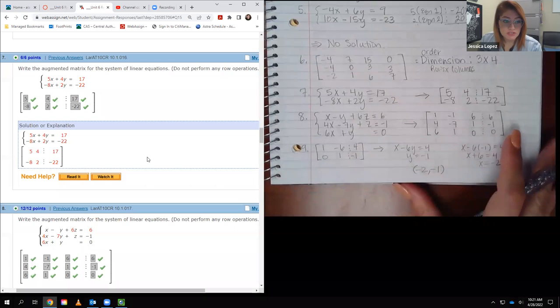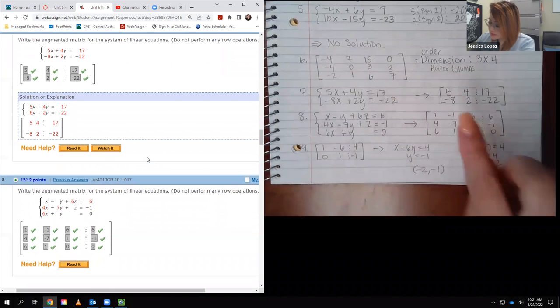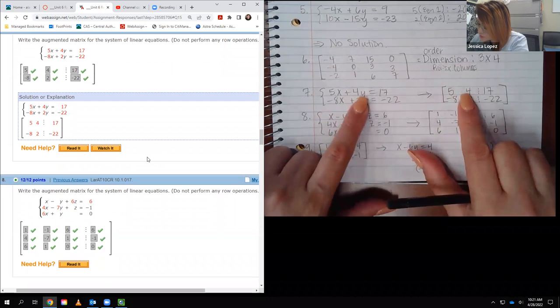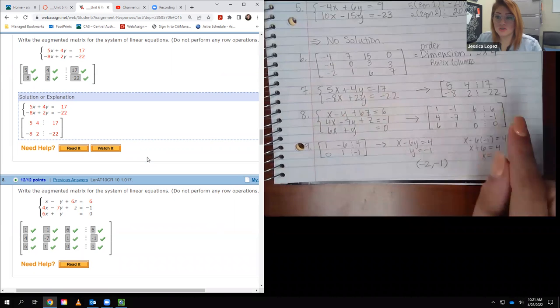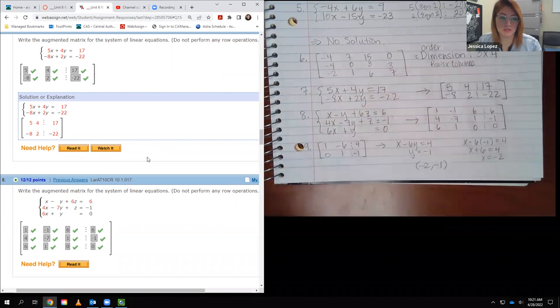Number 7 just wants us to write the augmented matrix. So you basically take the coefficients for x, y, and then your constant, and then x, y, and your constant. Notice that there's no variables in this matrix. Your matrix is just an array of numbers, okay?